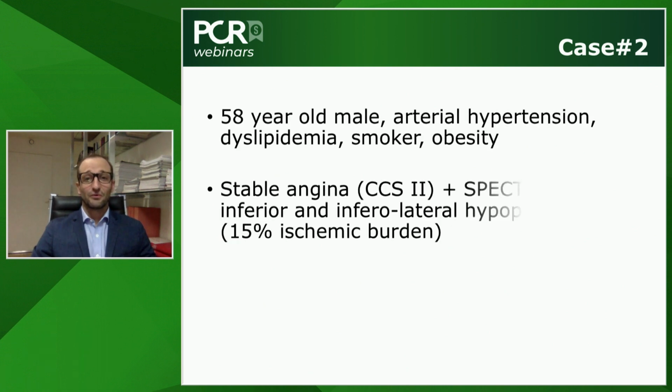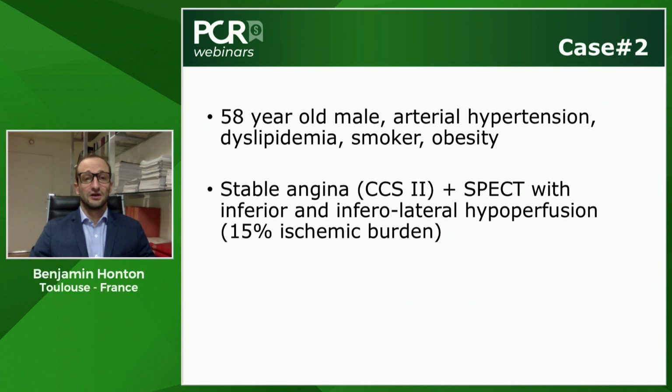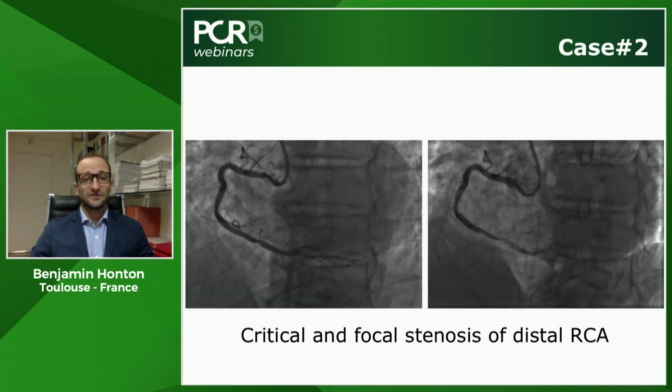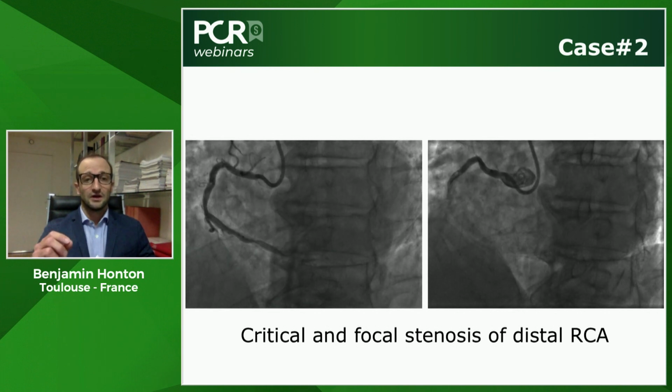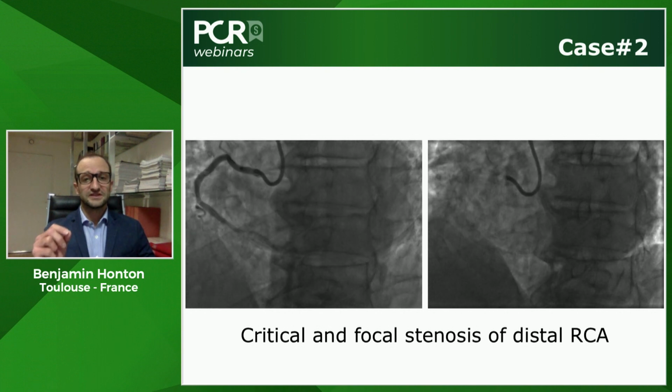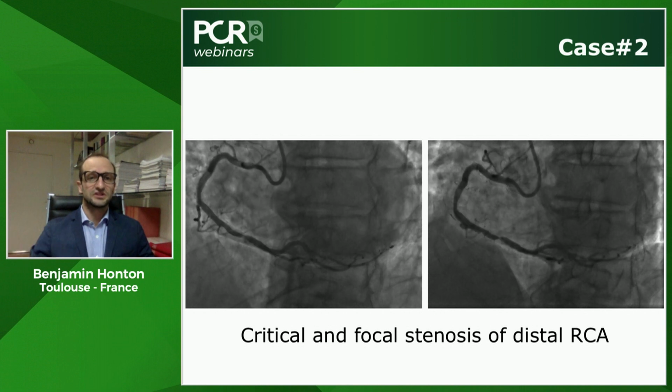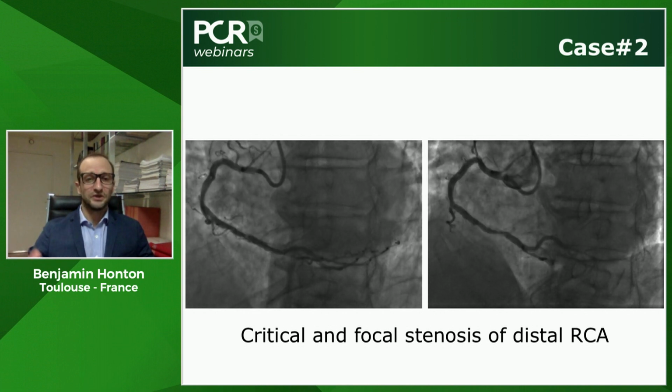Next. So I will share with you the case of a 50-year-old woman. She is suffering from hypertension, dyslipidemia, is a smoker, and has stable angina with a large ischemic burden on the inferior and the inferolateral wall. Next. You can see on the coronary angiogram that there is a critical but focal stenosis on the distal part of the right coronary artery, which is very large and dominant. Next.